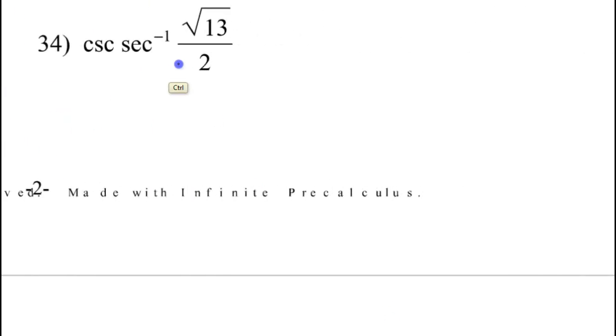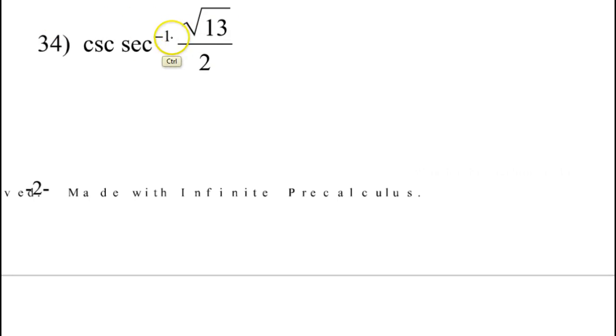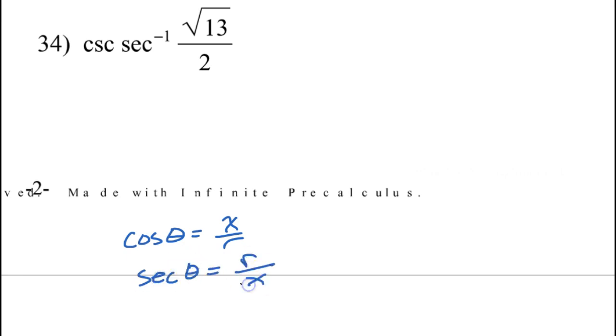Okay, last one. Now, radical 13 over 2, that is not one of the values that I have memorized. So again, I cannot evaluate this, so I have to settle for drawing a picture. Secant is the reciprocal of cosine. So I know that cosine of an angle is x over r. That means that secant of an angle is r over x. So that means that this is r and this is x. So when I draw my picture, I'm going to keep that in mind.